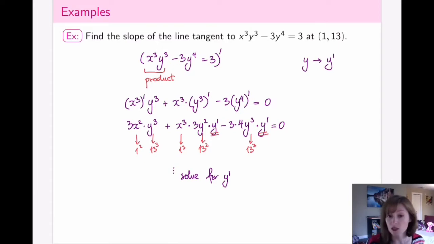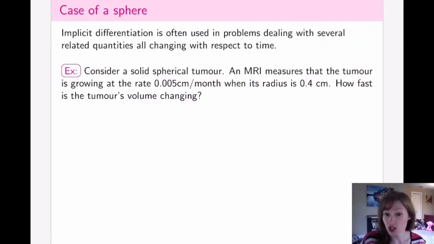Okay, I'm going to leave it to you to actually figure out the rest of the algebra here, or if you want to proceed and solve for y prime in terms of all the x's and in terms of all the y's. Implicit differentiation is particularly useful in word problems that involve several different changing quantities, because implicit differentiation specifically tells us how to deal with things that have established relationship, but one is not necessarily solved in terms of the other. So let's consider the next example.